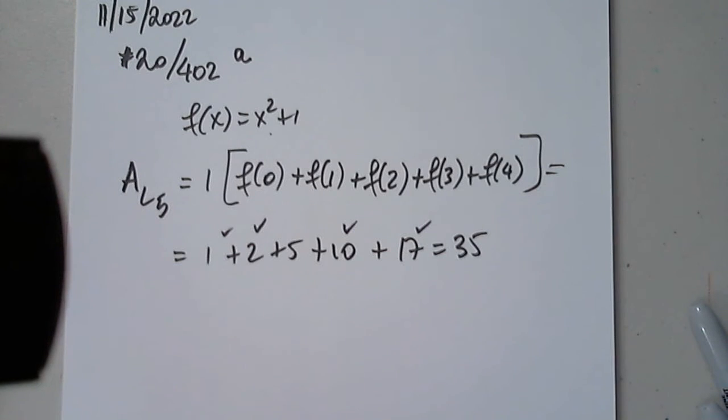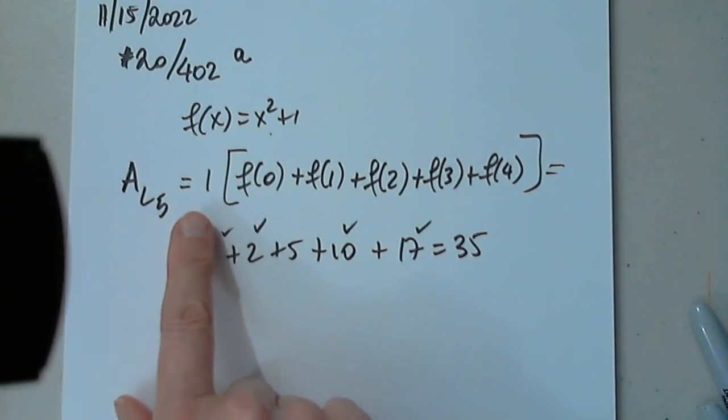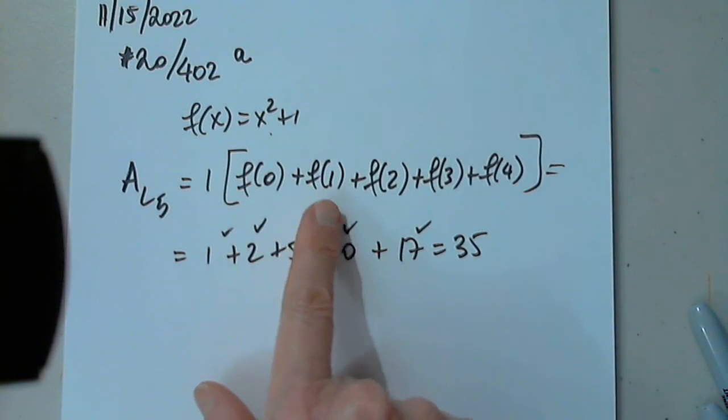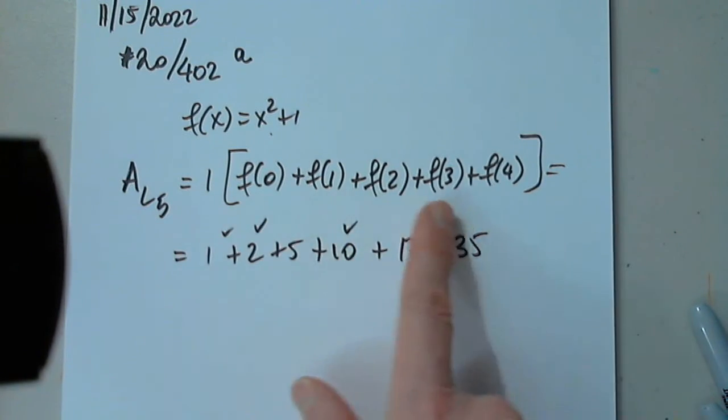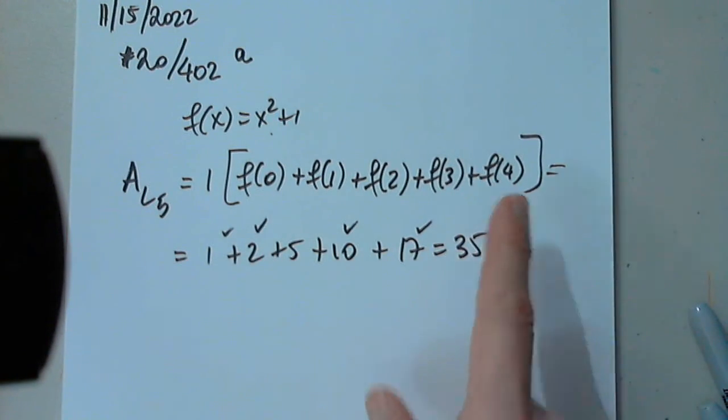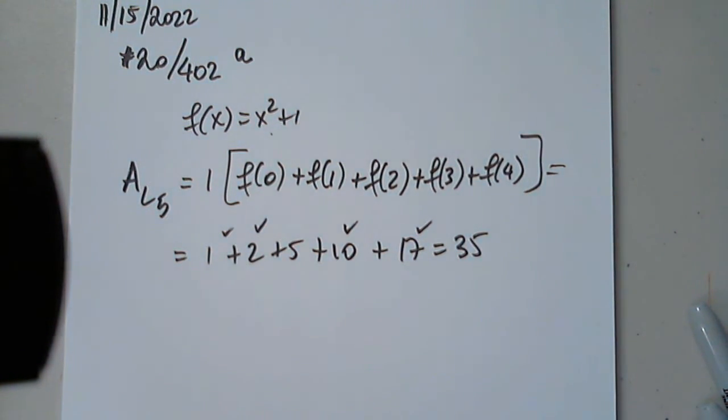I have not presented this notation to you, but it's exactly the same. Let me explain what that means. It's the sum of this times this, plus this times this, plus this times this, plus this times this, plus this times this. Okay?